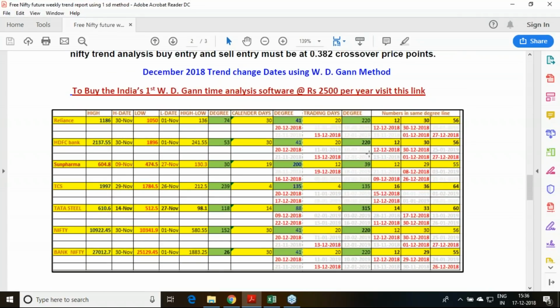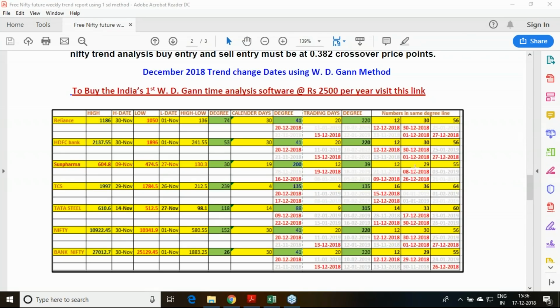Also, we have added the trend reversal dates for the month of December. We released that video on December 1st, so we'll see how it is working. Today the trend reversal date for TCS was there, and Tata Steel also. So the 17th was the trend reversal date for these two counters, and we'll see what happened today.